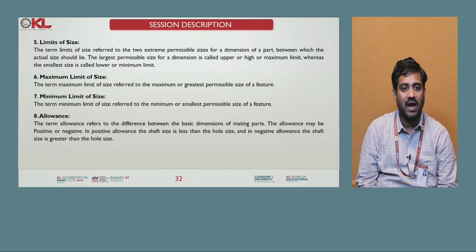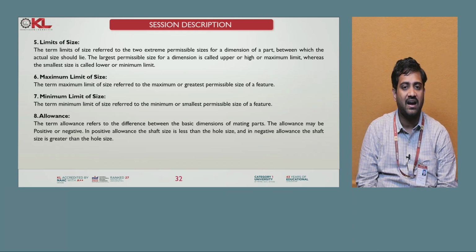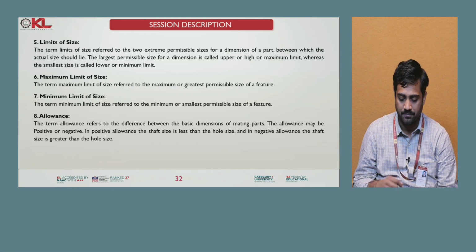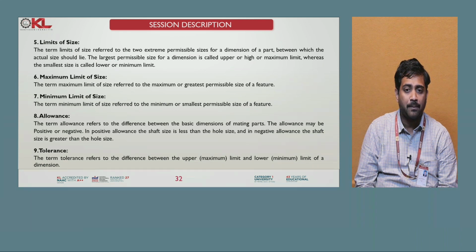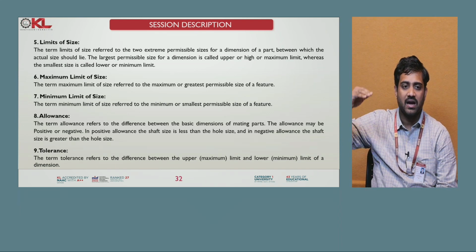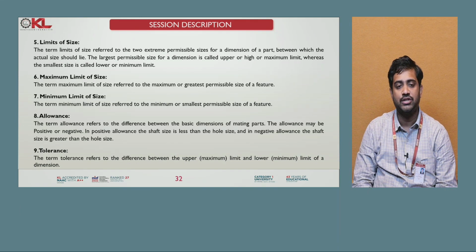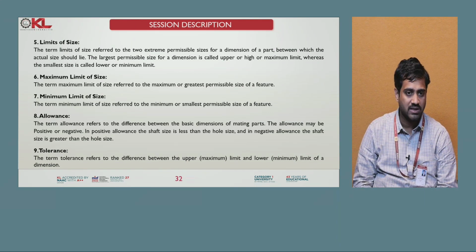The allowance may be either positive or negative. For example, in a positive allowance, the shaft size is generally less than the hole size. In a negative allowance, the shaft size is greater than the hole size. Tolerance. The term tolerance refers to the difference between the upper limit and the lower limit of a dimension, which is also the difference between the maximum limit and the minimum limit of a dimension of a given part. That difference gives you the tolerance.